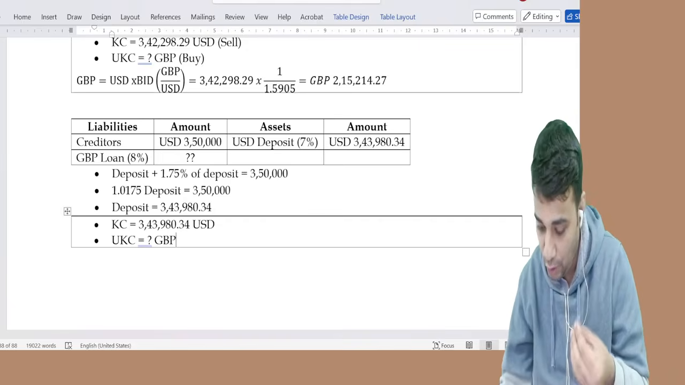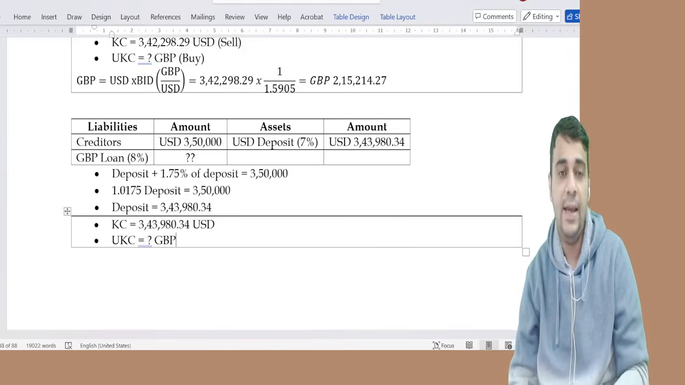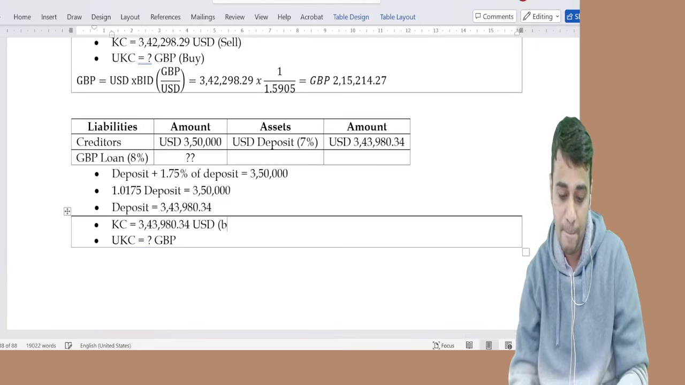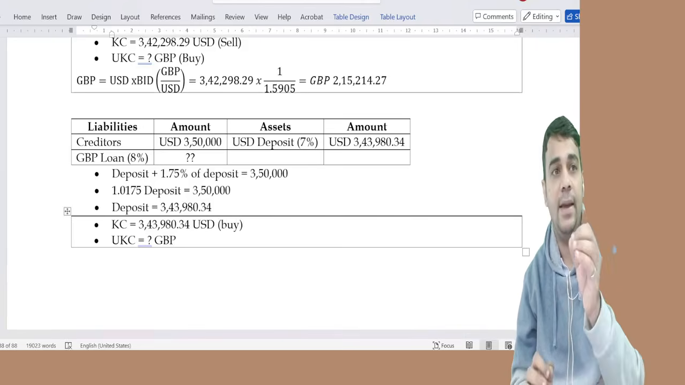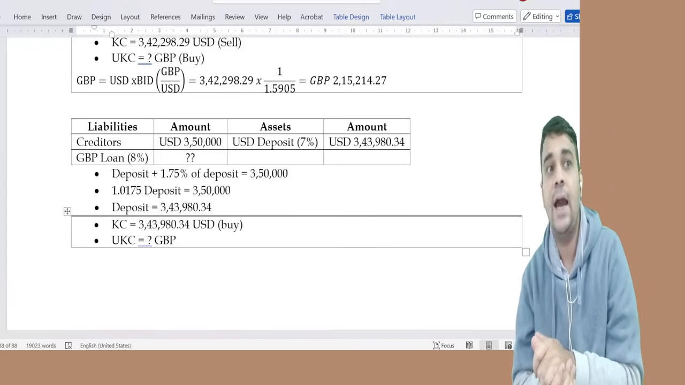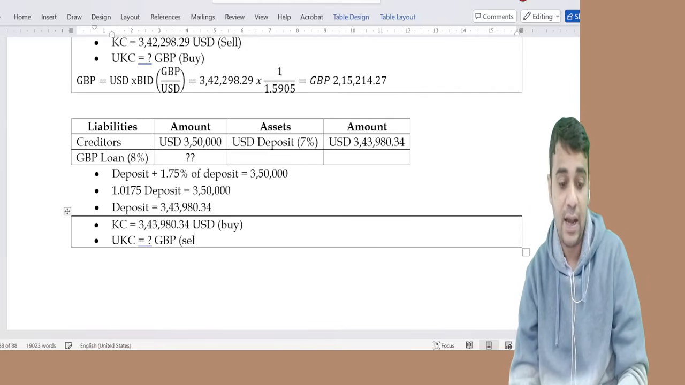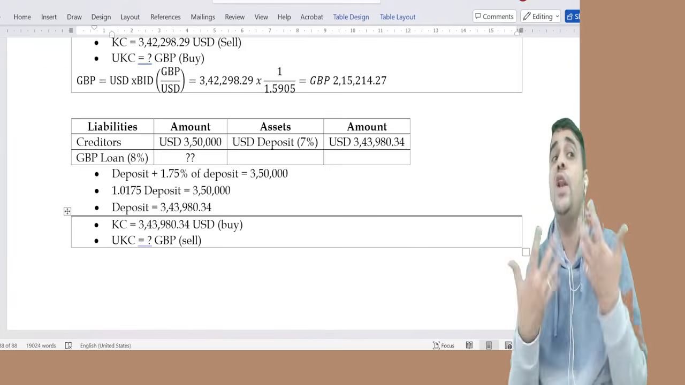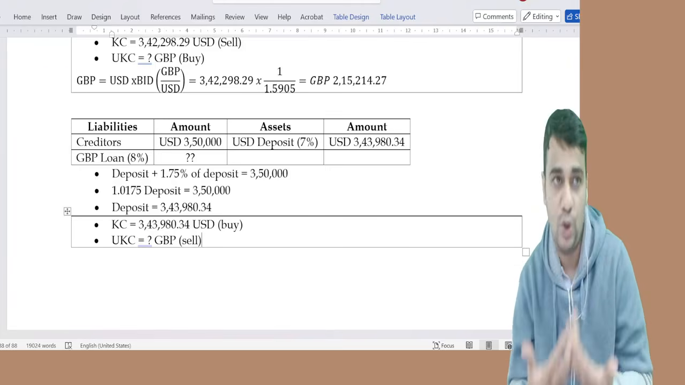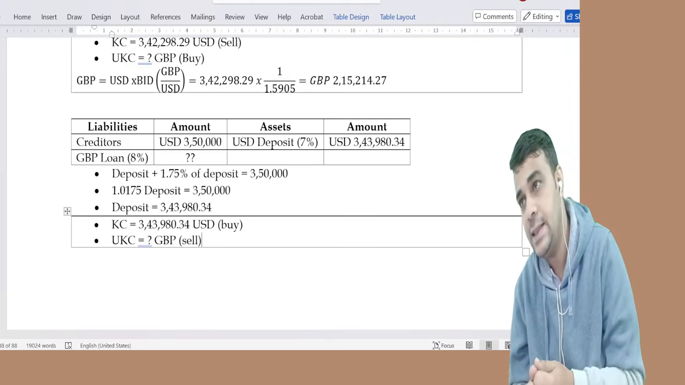No, I do not have dollars in hand. I have to buy this. The reason: I will buy this and create a deposit. To buy this, I will sell GBP. How will you sell GBP? By taking a loan today. By taking a loan today, you will sell the GBP.